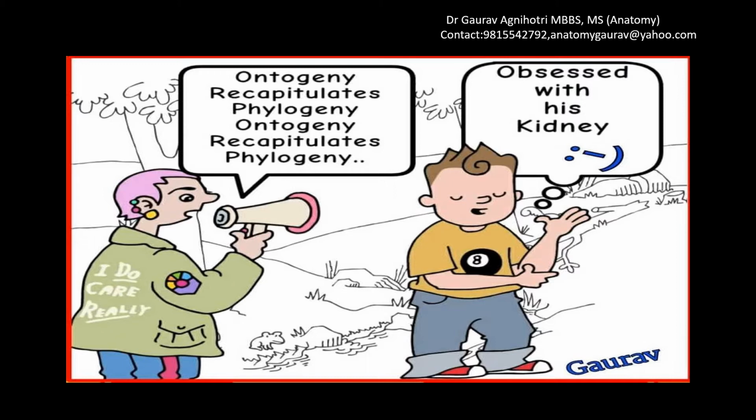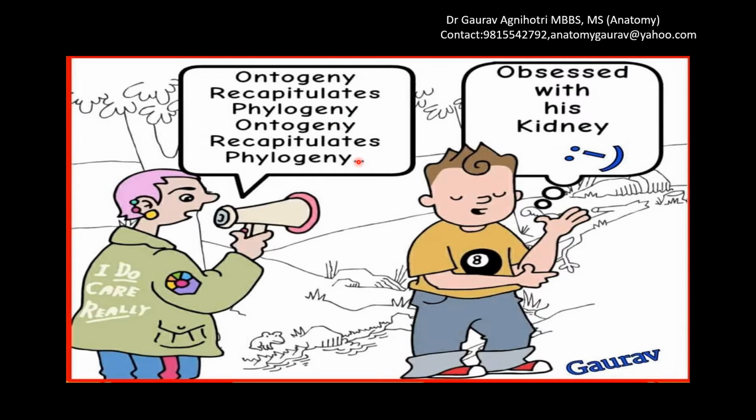So in this cartoon, we can see this person is harping time and time again saying ontogeny recapitulates phylogeny, and the student of science is able to make out that he's talking about the human kidney. So this cartoon has been made to impress in your mindset the importance of this statement in the development of the human kidney.